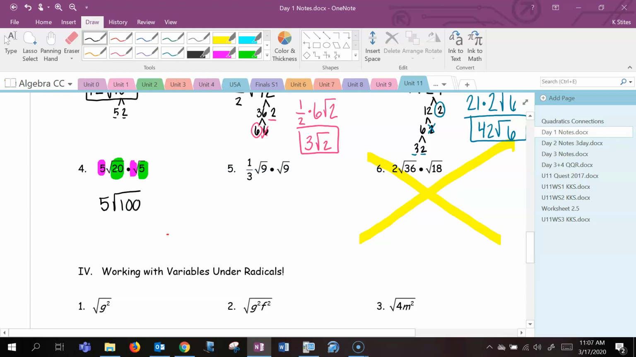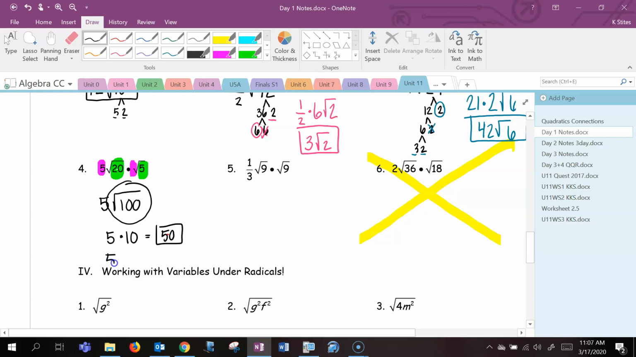All right, stop and look at that for a minute. What do you notice? What do I want you to notice? If you said perfect square, you are correct. Square root of 100 is a perfect square. There is no need to do a factor tree. Square root of 100 is just 10. You're multiplying by 5. 5 times 10 is 50.